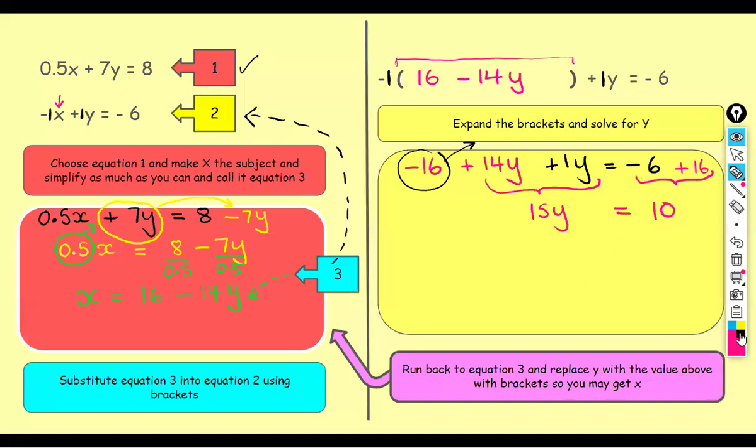We want to solve for y. This 15 is a multiply. Throw it across. You're going to get what? A divide. How much is 10 divided by 15? Oh no, we got a decimal. We got 2/3 or 0.666666. I like to go to 2 decimal places, so it's 0.67.